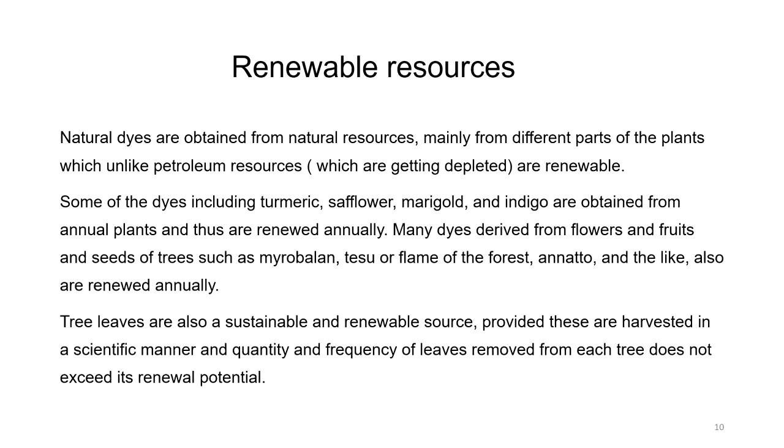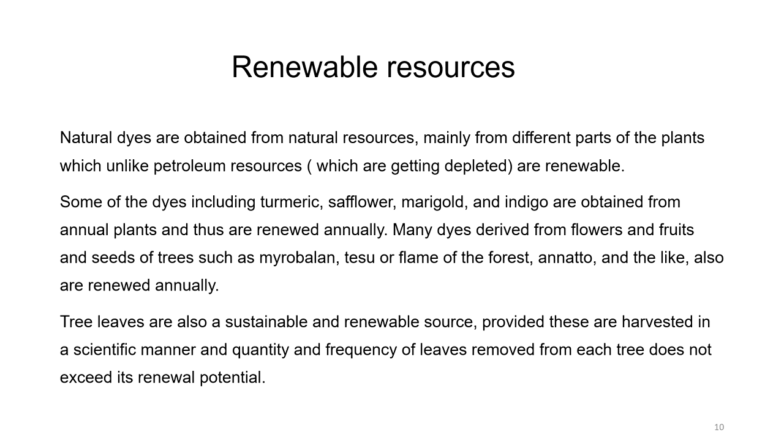Renewable resources. Natural dyes are obtained from natural resources, mainly from different parts of the plants, which, unlike petroleum resources which are getting depleted, are renewable. Some of the dyes, including turmeric, safflower, marigold and indigo, are obtained from annual plants and thus are renewed annually. Many dyes derived from flowers and fruits and seeds of the trees, such as myrobalan, tesu or flame of the forest, annatto and the like, also are renewed annually. Tree leaves are also sustainable and renewable sources, provided these are harvested in a scientific manner and the quantity and frequency of the leaves removed from each tree does not exceed its renewable potential.